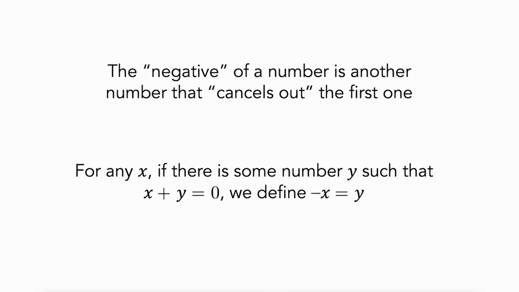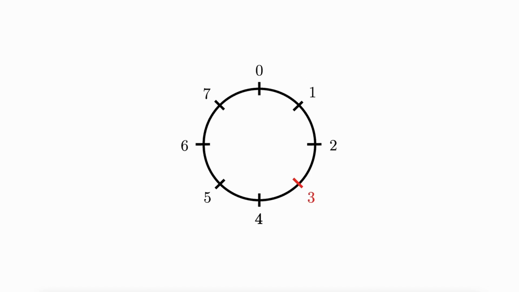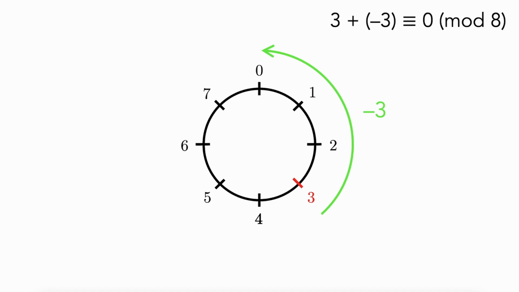Remember, we said that the negative of a number is just some other number that cancels out the first. So let's start with 3. Negative 3 is what you add to 3 to cancel it out. We see this must be true because if we walk 3 steps counterclockwise from 3, well, we end up at 0, right? So adding negative 3 to 3 gives us 0. Cool, that seems pretty obvious.